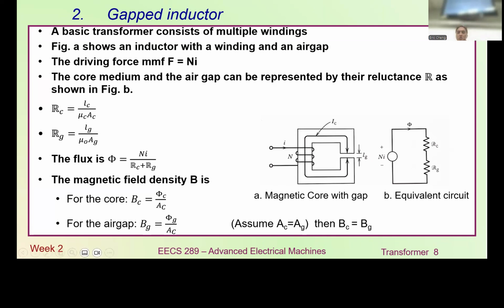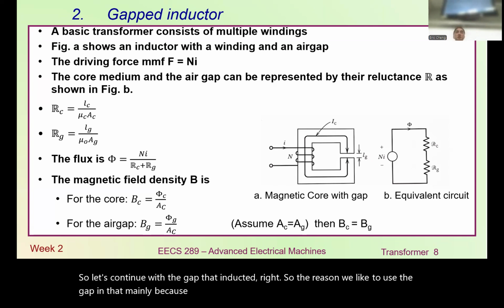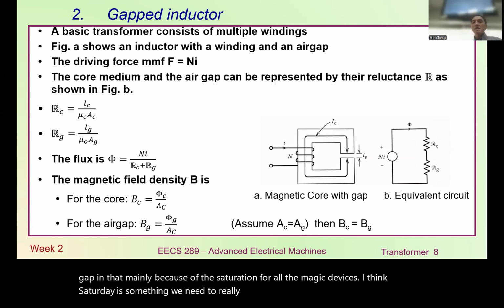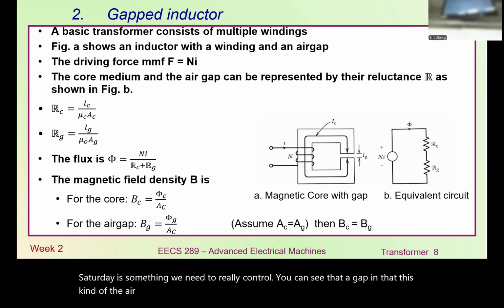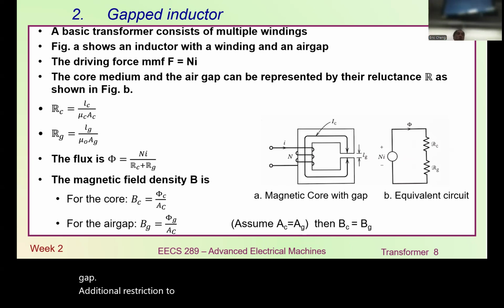So let's continue with the gapped inductor. The reason we like to use the gapped inductor is mainly because of saturation. For all magnetic devices, I think saturation is something we really need to be concerned about. You can see that in a gapped inductor, this air gap looks more like an additional resistance to the inductor, or maybe to a transformer.